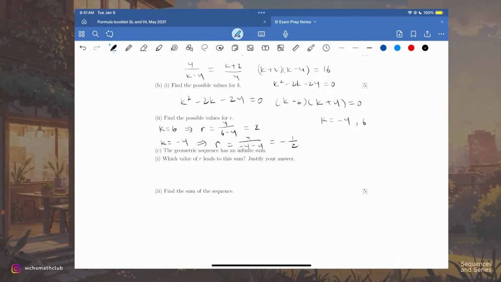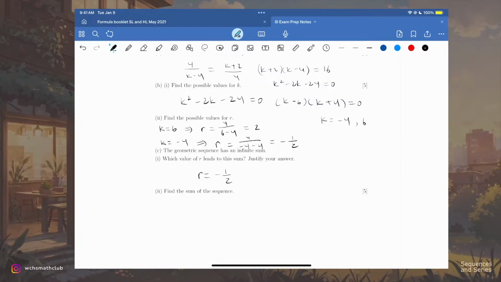Part C says this geometric sequence has an infinite sum. Which value of r leads to a sum? This has to be the r value of negative 1 over 2, because the absolute value of negative 1 over 2 is smaller than 1.